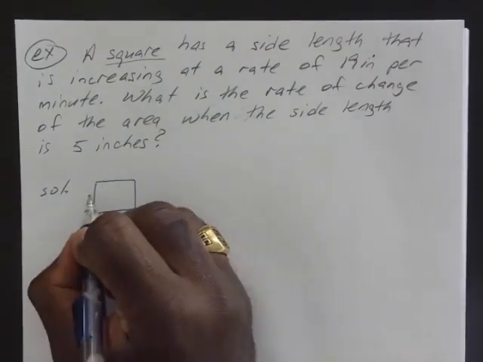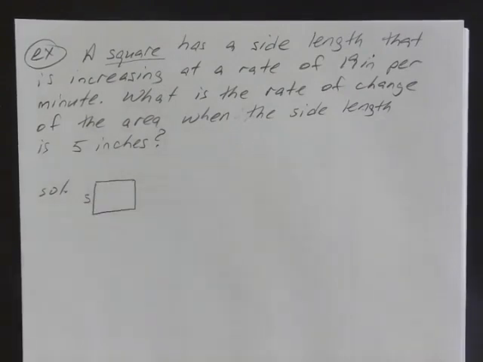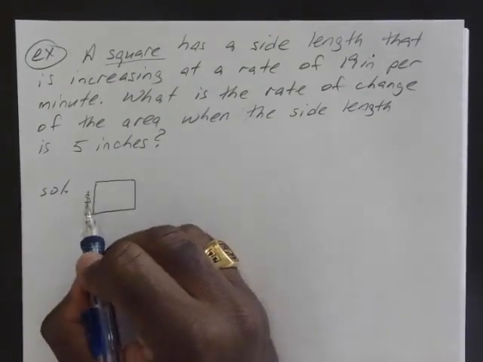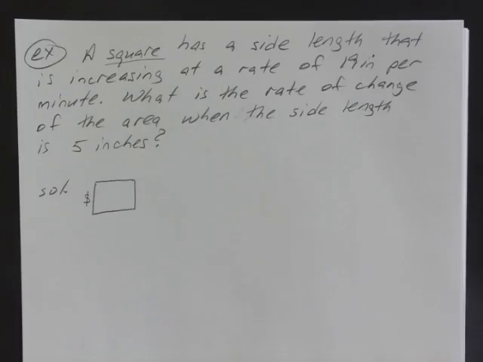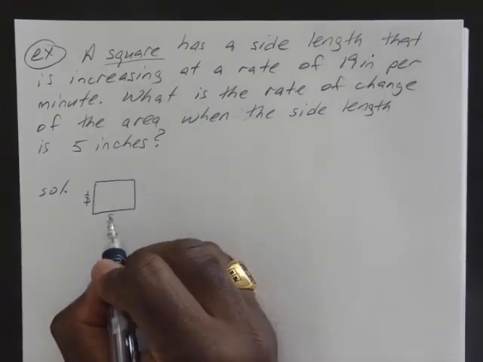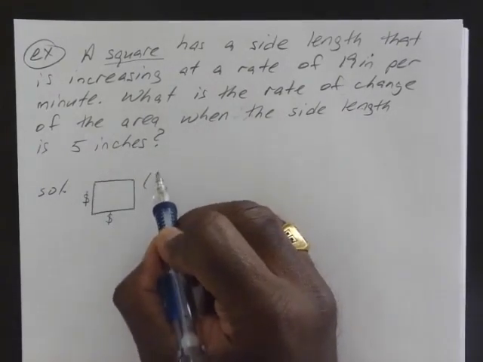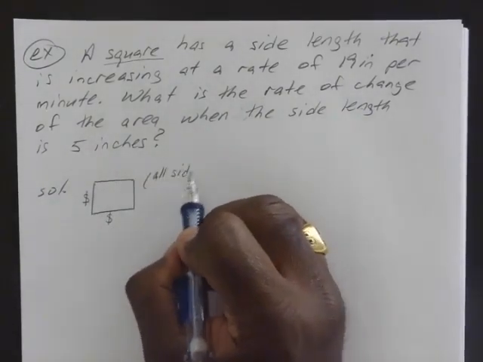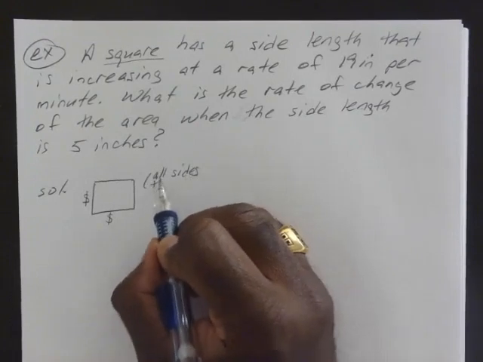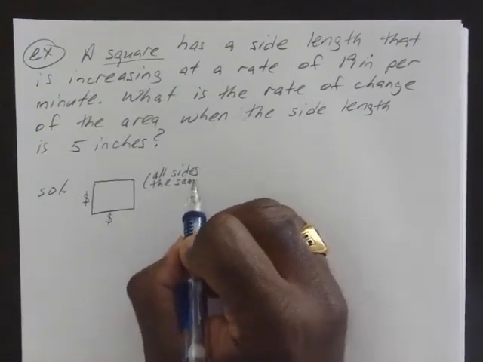So if this is a length of, let's say we'll call that S, and I'll put a line through it in case I'm writing fast so it doesn't look like a 5. And we know it has a width of S. All sides are the same length.